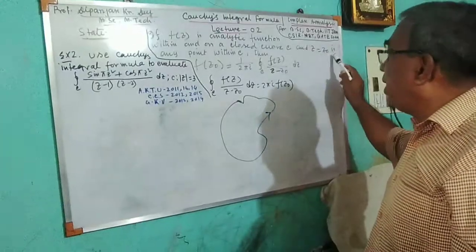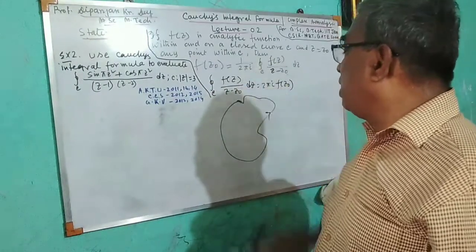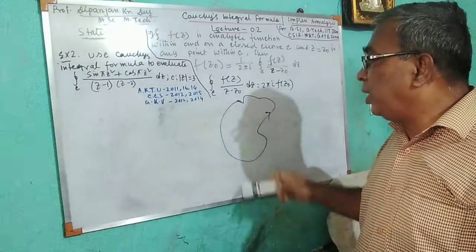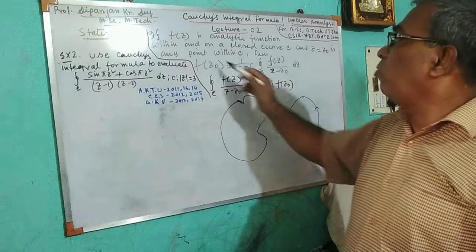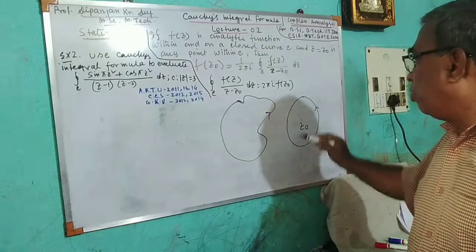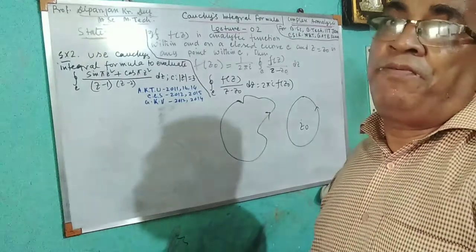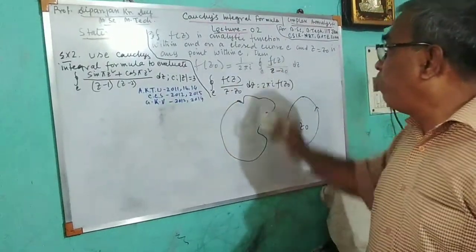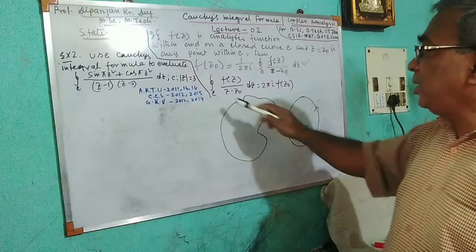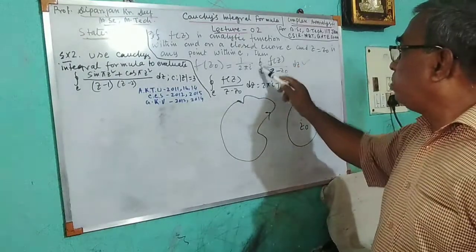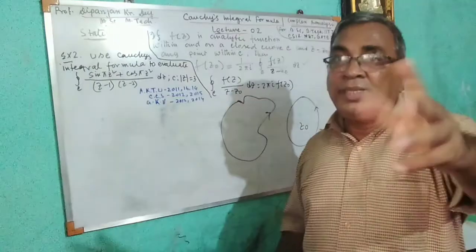And z equal to z0, what is this? This is a singular point within C. That singular point lies within the closed curve. If it is a circle, then z equal to z0 is inside the closed curve. Then we can write f of z0, function of singular point, equal to 1 by 2 pi I integration fz by z minus z0. This can be written as integration fz by z minus z0 equal to 2 pi I into f of z0, where z0 is the singular point.